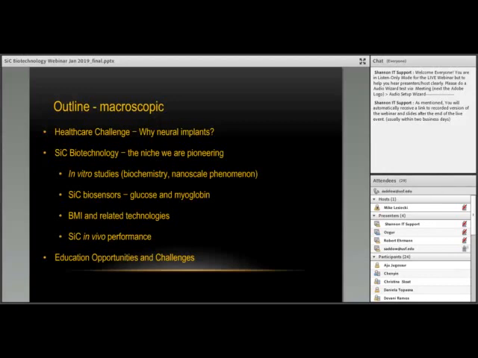A little bit about brain-machine interfaces, or BMI, which is the main, let's say, umbrella of technologies behind therapies such as exoskeletons, bionics, neuroprosthetics, and so on. And finally, a little bit about how silicon carbide works in the body. And I'd like to close with a discussion about the opportunities and challenges that we face as educators in preparing the next generation workforce. So let's go ahead and get started.